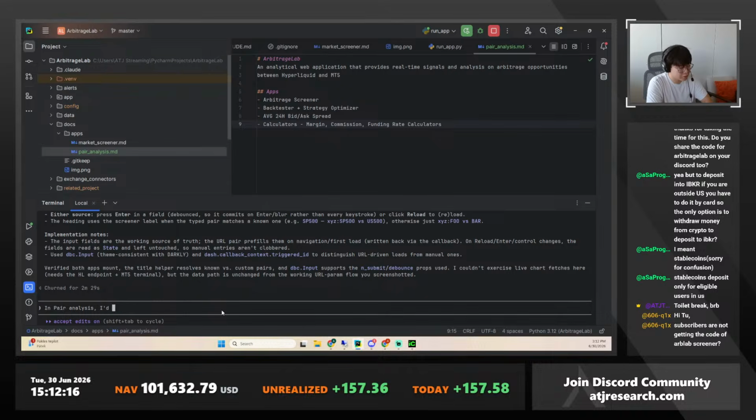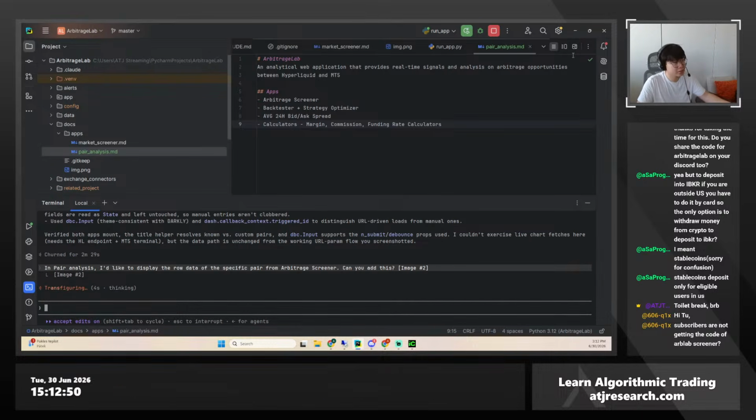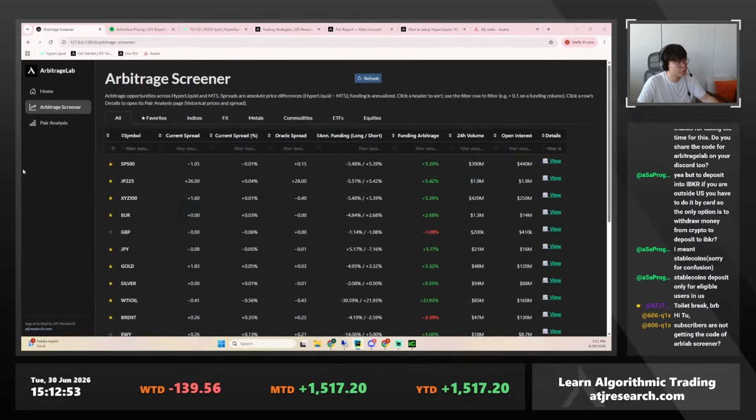I'd like to display the row with the raw data of that specific pair from Arbitrage Screener. Can you add this? So I don't care about the styling now. I just want to add all the important things, and then once we're done with all the features that I want inside pair analysis.